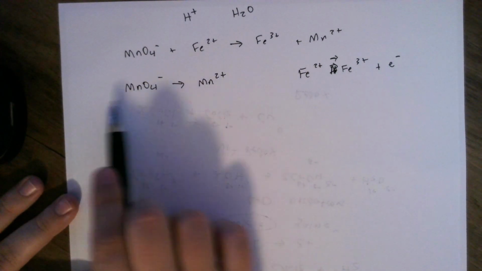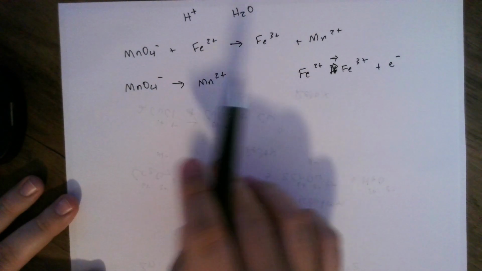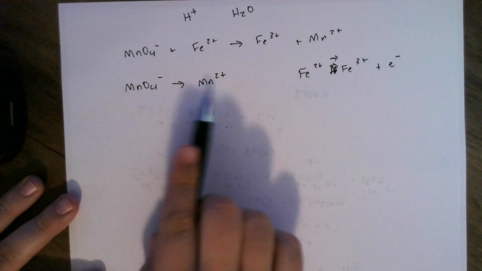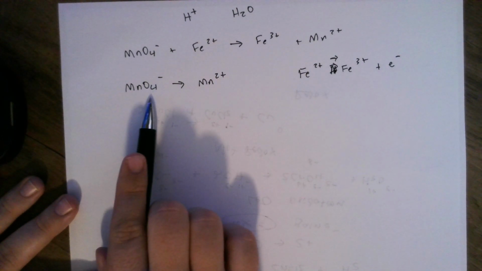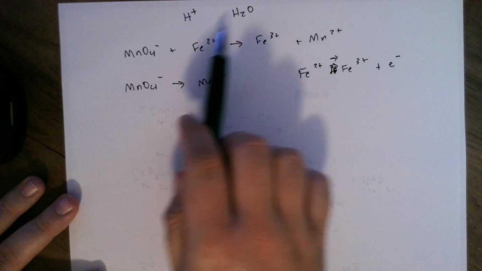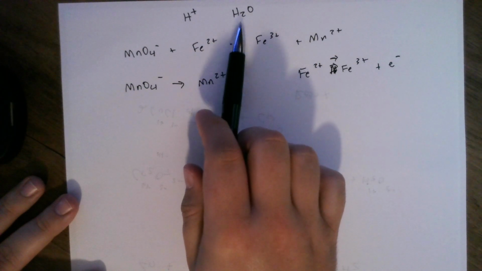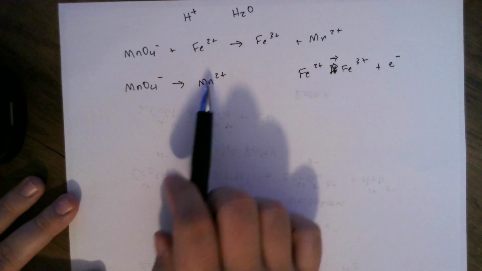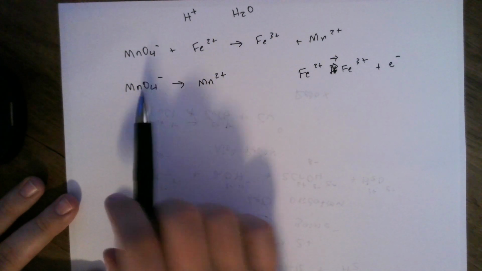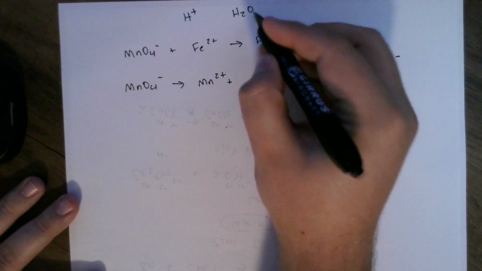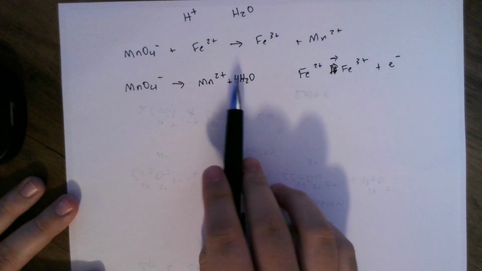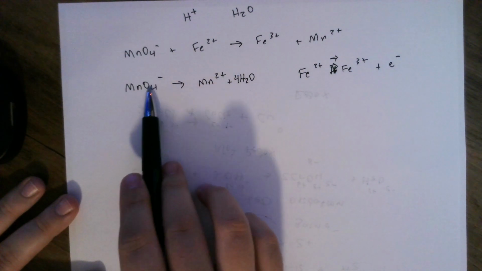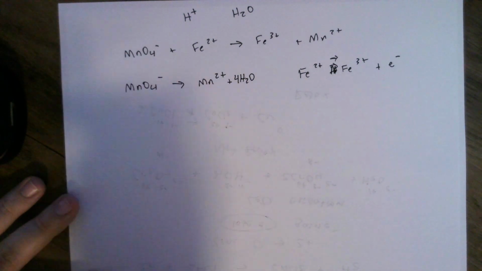First, my Mns, I have the same number on each side, so that's good. But I have these O4s, and I have no oxygens over here. So I need to add oxygen to the side to balance out these oxygens. That's where this acidic solution is going to come into play. I can add some H2O to this side until I have the right number of O's. If I add 4 H2O's over here, 4 O's, 4 O's. So that's good. My oxygens are now balanced.